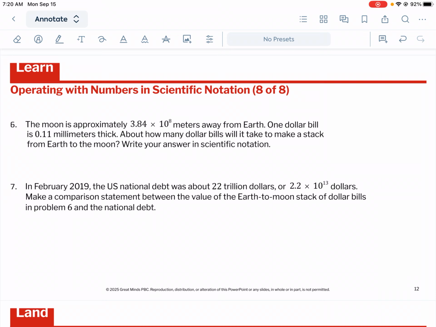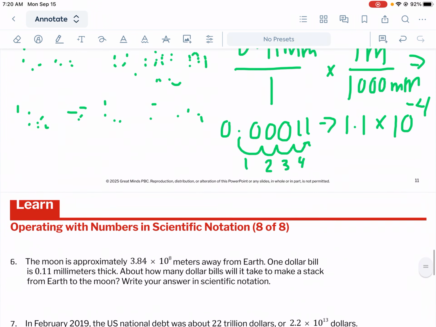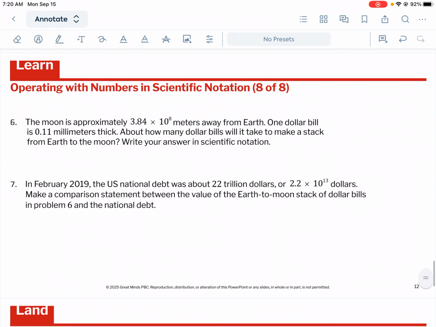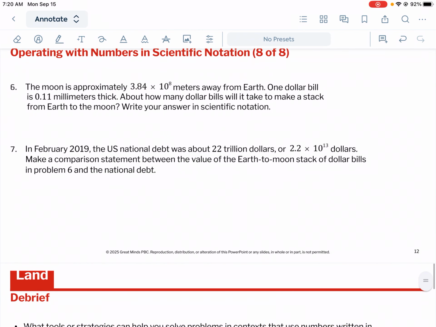I'm just going to read them off right quick. The moon is approximately 3.84 times 10 to the 8 meters away from Earth. $1 bill is 0.11 millimeters thick. About how many dollar bills will it take to make a stack from Earth to moon? Write your answer in scientific notation. Just to give you a hint, you're going to need that dollar bill conversion that we just did, this 1.1 times 10 to the negative 4. You're going to need that to divide for number 6.